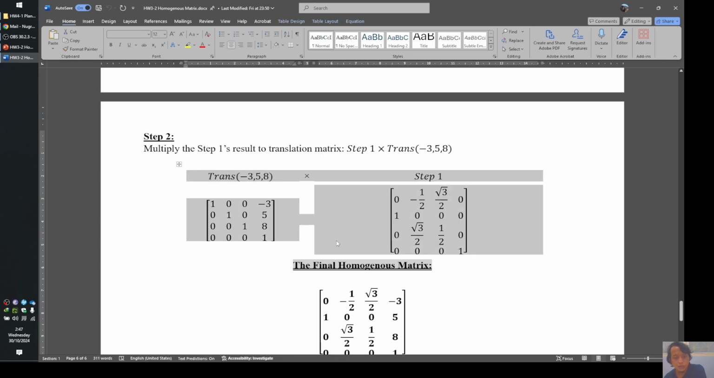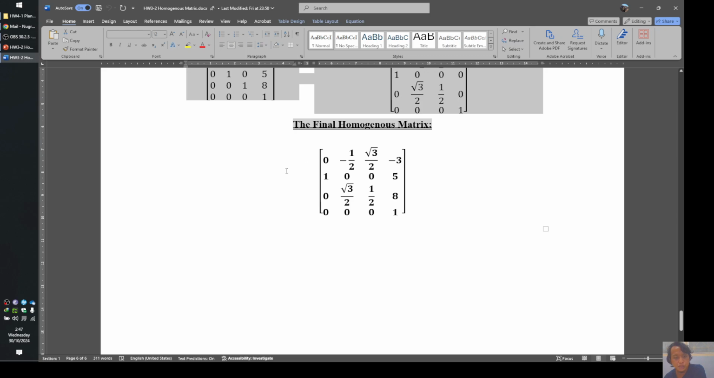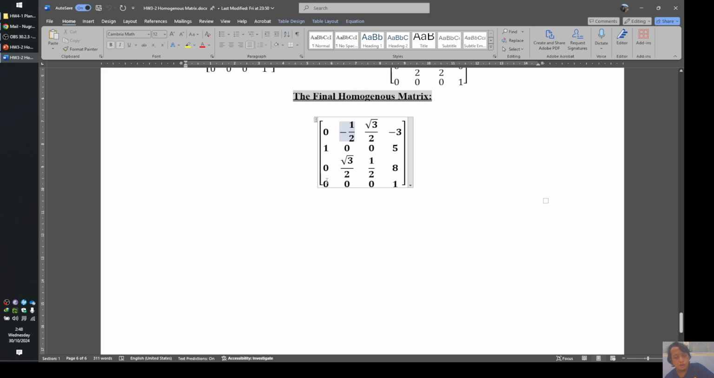After that, we can multiply the result from step 1 by the translation matrix, like this one. And for the final homogeneous matrix, the first row is 0, minus half, square root of 3 over 2, and minus 3. The second row is 1, 0, 0, 5. The third row is 0, square root of 3 over 2, 1 over 2, 8, and the fourth row is 0, 0, 0, 1.